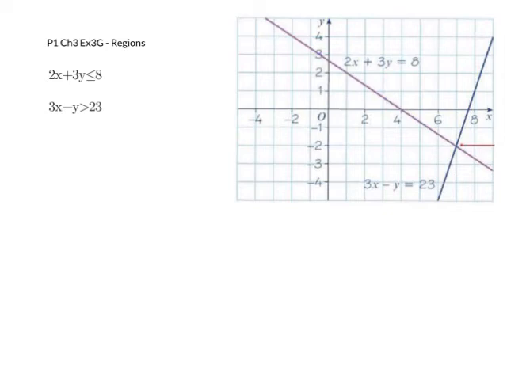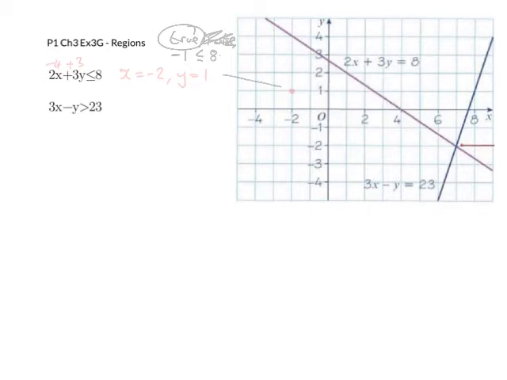Okay, time to look at regions in Chapter 3 today. What this is: we've drawn the lines associated with our inequalities and we have to shade one side or the other. So what we do is we choose a point that is on one side of the line and we input those x and y coordinates into our inequality and we evaluate that and write it down. We have to decide whether the inequality we've written down is true or false.